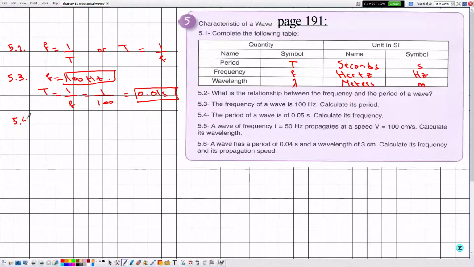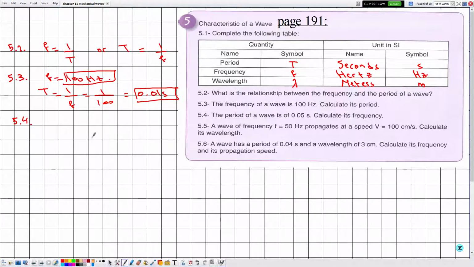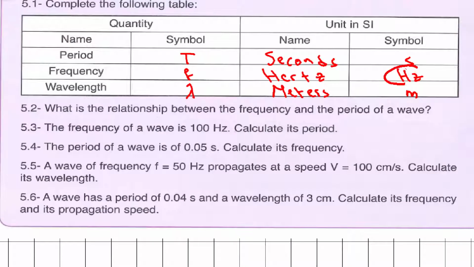In 5.4, they are telling us the period of a wave is 0.05 seconds, and we are asked to calculate the frequency. We always start by writing the proper formula, which is this one: frequency is equal to 1 over the period, which is 1 over 0.05. Plugging this into the calculator, the value of the frequency is 20. Because everything is expressed in SI, the SI unit of the frequency is hertz.